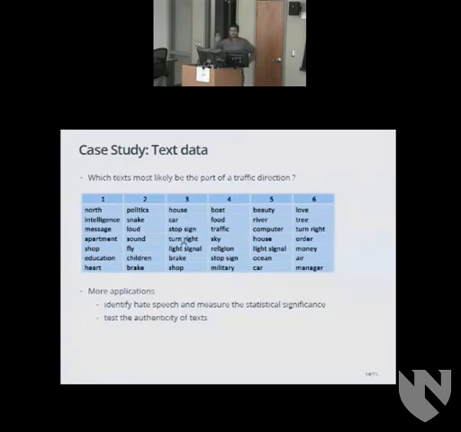Anyone else? 3? Yeah. So out of K people, I already get more than 2, right? So our null hypothesis is that the text that I have is not a traffic direction. Alternative hypothesis is, no, it is a traffic direction. It is part of a traffic direction.